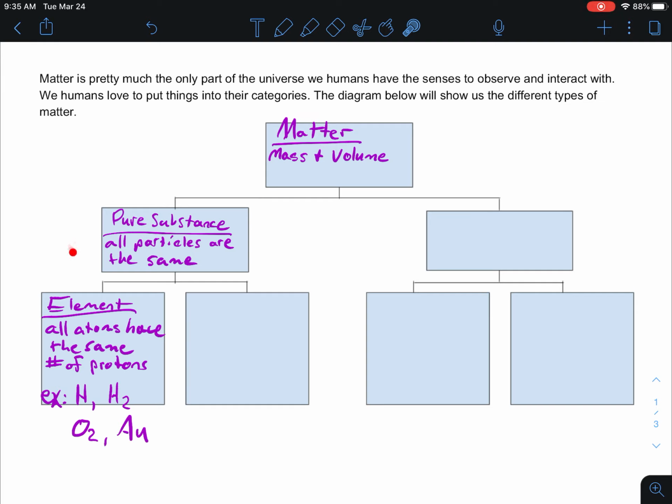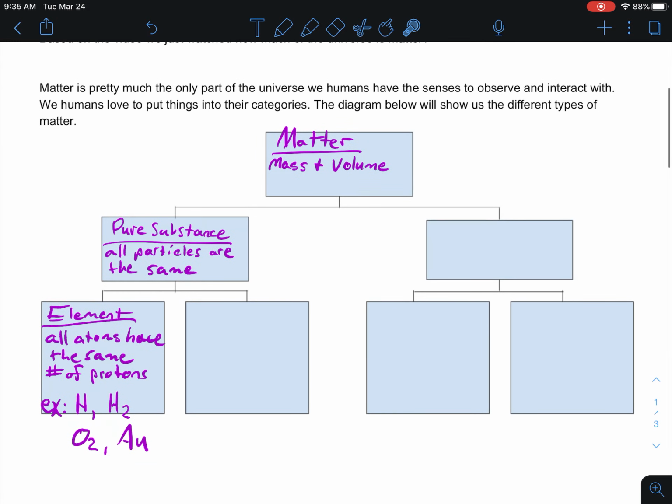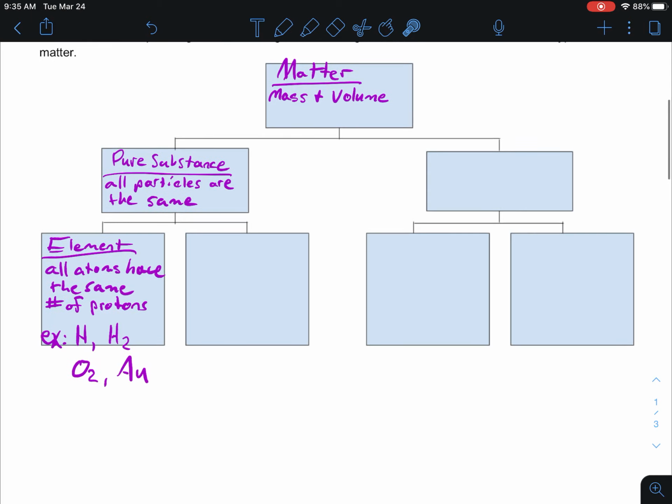Next, if all the particles are still the same, except we have chemical bonds between atoms in those particles, and those atoms are different elements, this gives us compounds.